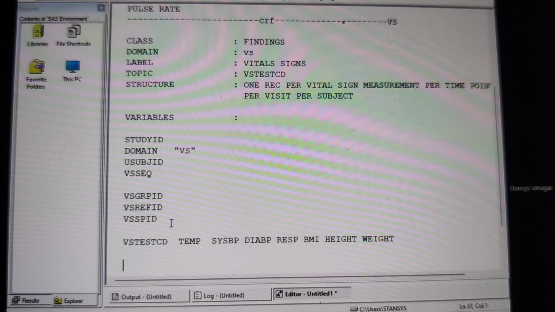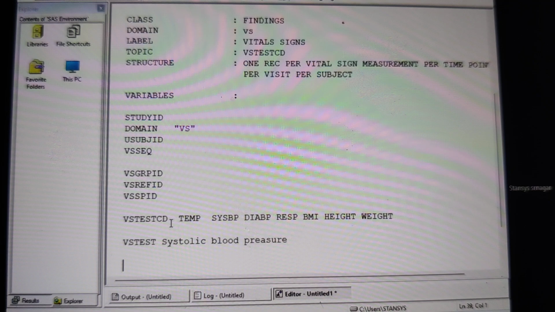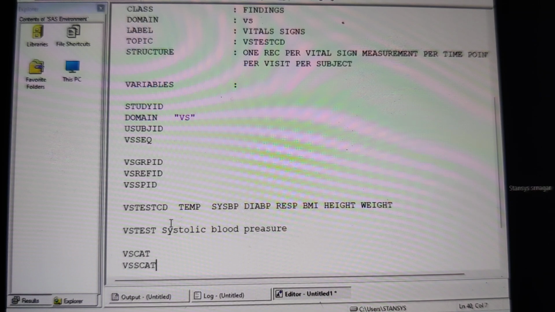And after the test code, we are going to have the next variable, BS test. Full form of the code test: temperature, systolic. Then BS category, then we are going to have a BS subcategory. Both are grouping qualifiers. Now, I have seen only one time what is the difference between group ID and category. Group ID also groups together all the observations under one subject, and the category also is going to group together. What is the difference between group ID and category?